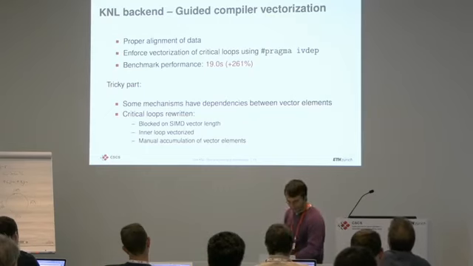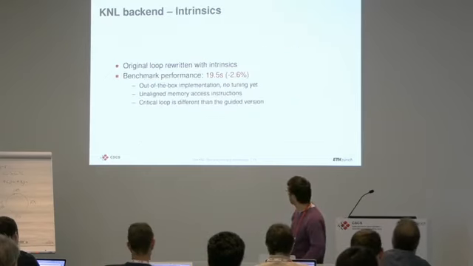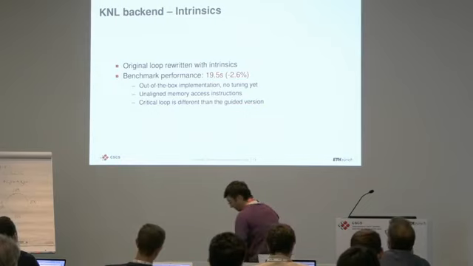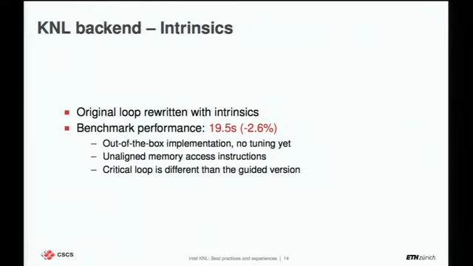So the next step was that we wrote the kernel with intrinsics. I'm going to reason about why we moved to intrinsics, although we see a very slight performance degradation, like 2.6%, from the optimized guided compilation. But this is just the first attempt, so we haven't dived into the code yet.